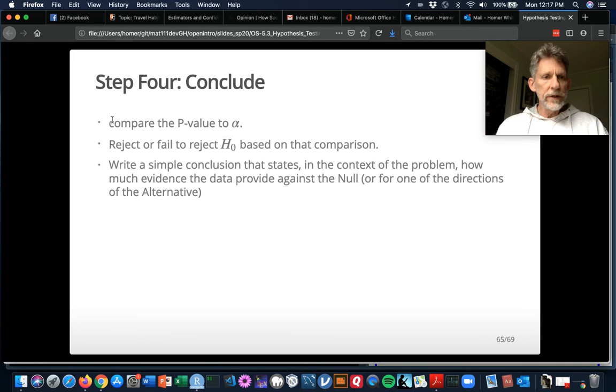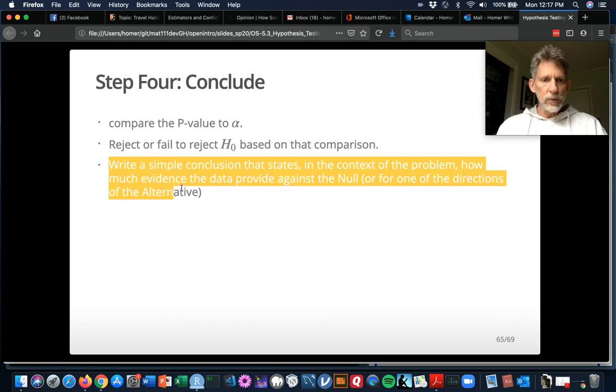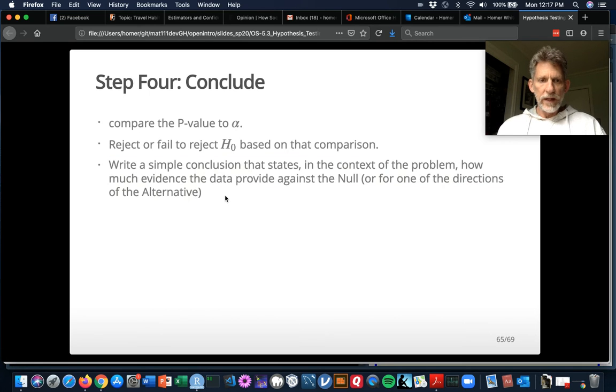All you have to do here is compare your p-value to the level of significance, alpha, that you had set up, and then reject or fail to reject based on that comparison. Remember, reject if your p-value is less than alpha. Fail to reject if it's bigger than alpha. And then you'll want to write down a simple conclusion, stated in the context of the problem, saying how much evidence the data provide against the null hypothesis.